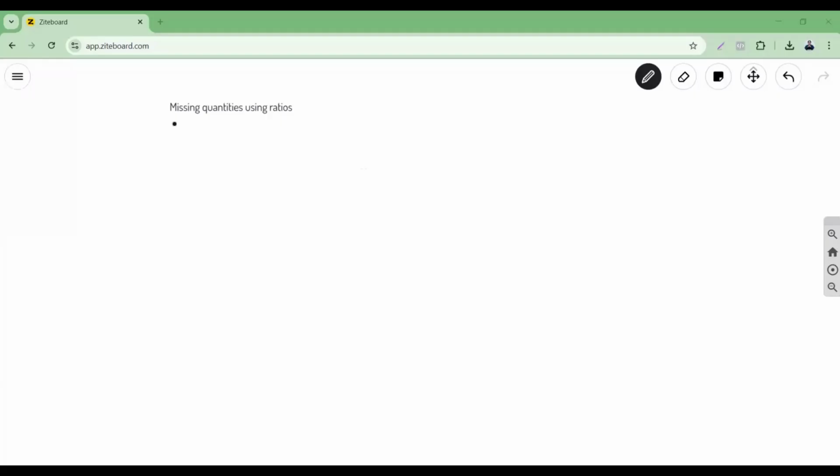Hello, math champions. In this video, we are going to learn how to find missing quantities using ratios. This is where ratios and all these concepts are used in practical life. Let's say there is a paint company, the paint that we use to paint our houses, the walls and the windows and things like that.